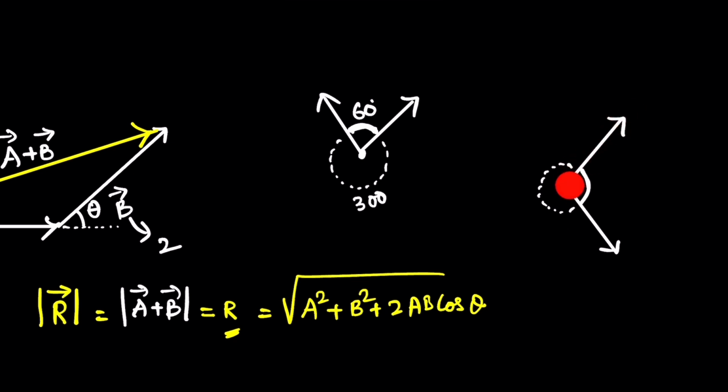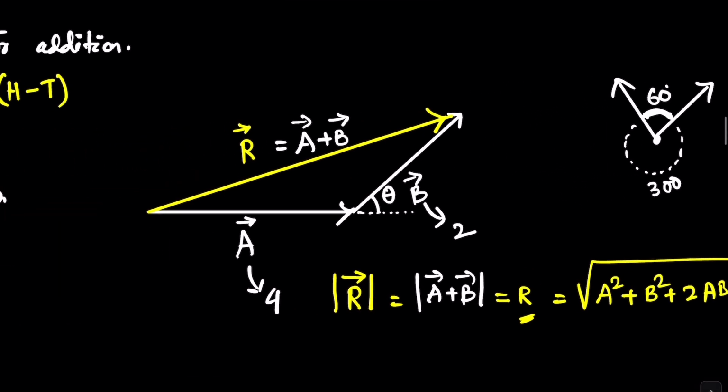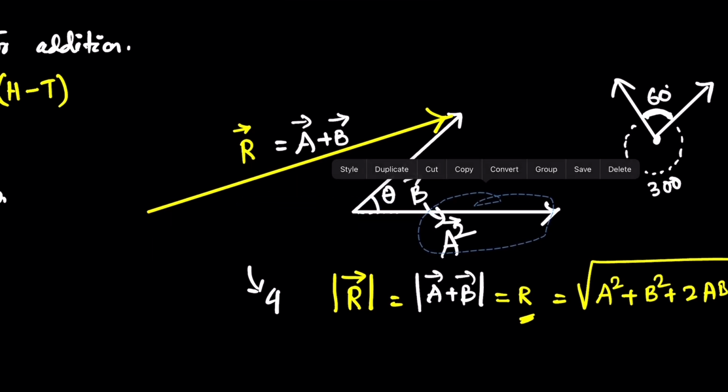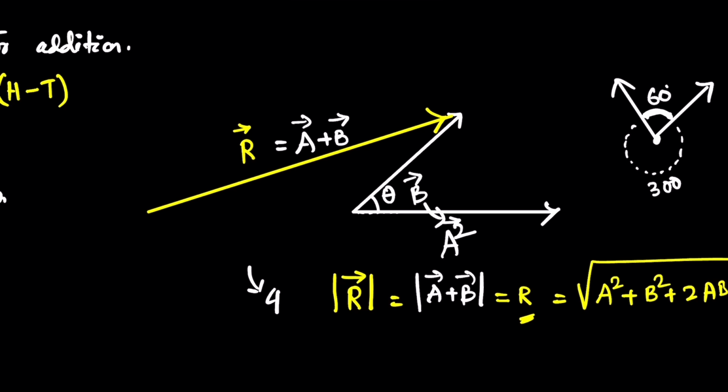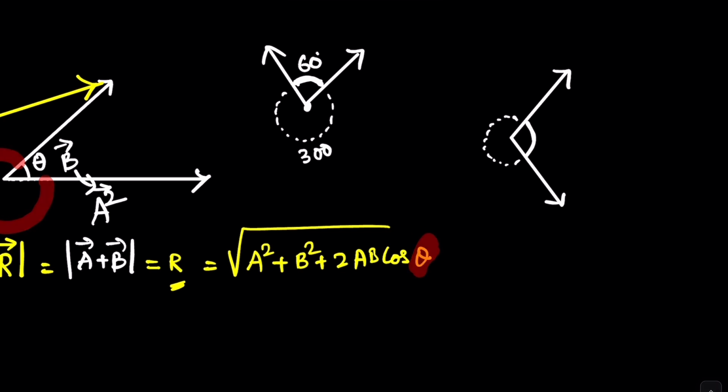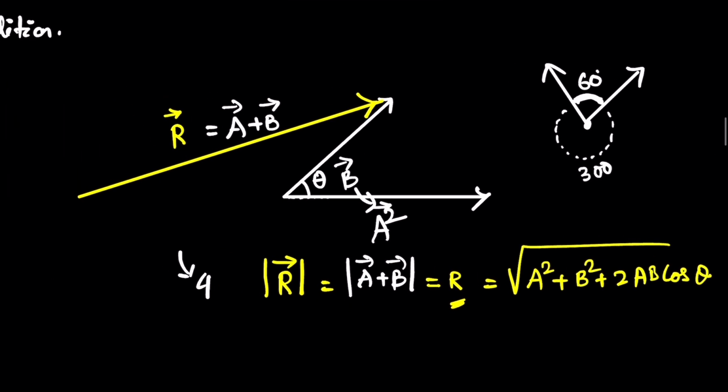Likewise, mark the angle between the A vector and the B vector. This is the smaller angle between the A vector and the B vector, while this will be the larger angle between the A vector and the B vector. Here theta basically is the smaller angle between the two vectors.